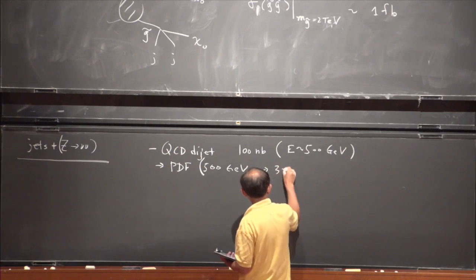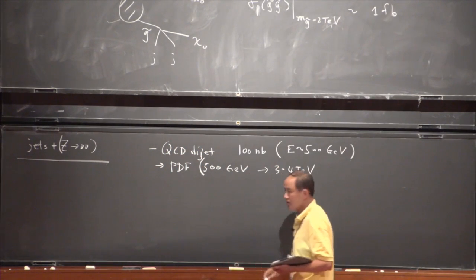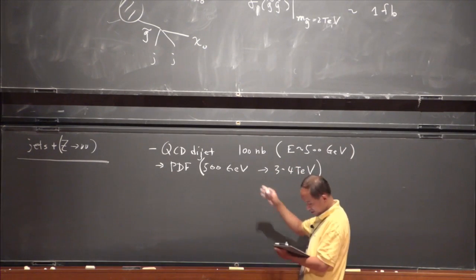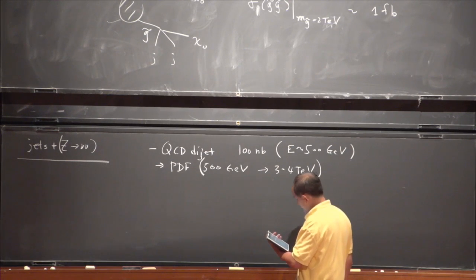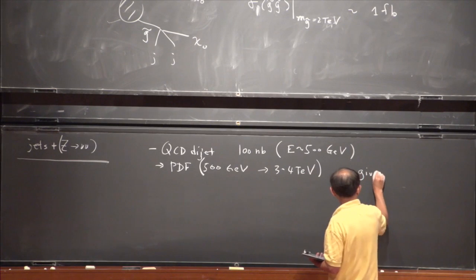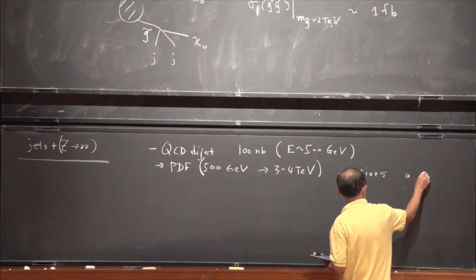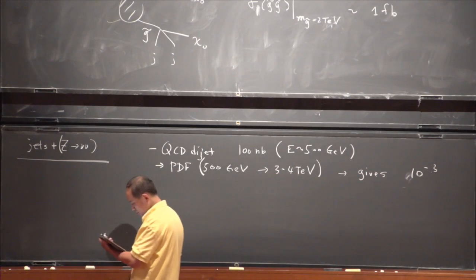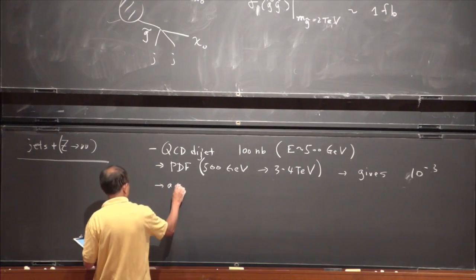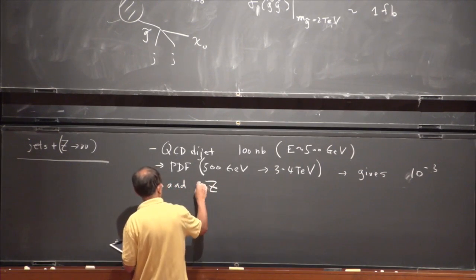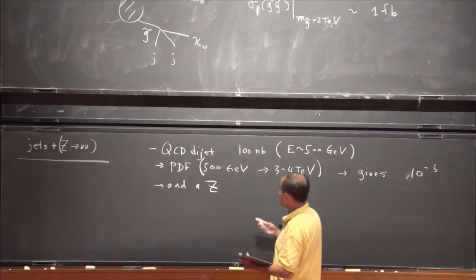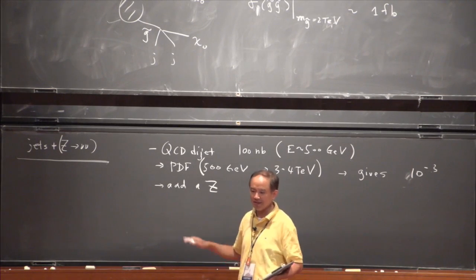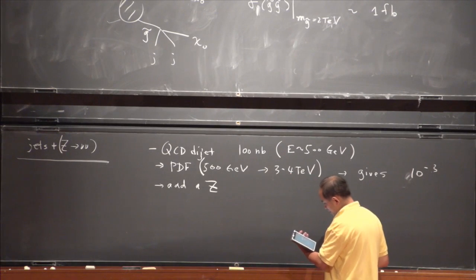You basically scale it to 4 TeV. That's what the cross section needs to do, and if you look at it, it gives a factor of 10^-3. You go down by that much. Now I have to add a Z, and pay a 20% branching ratio to neutrinos, but I think that's not a big price.